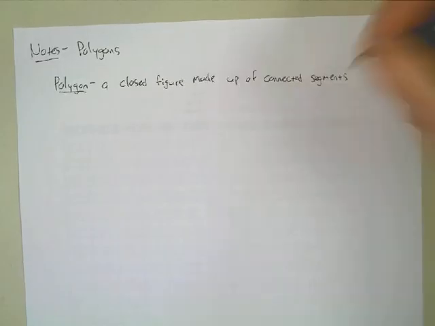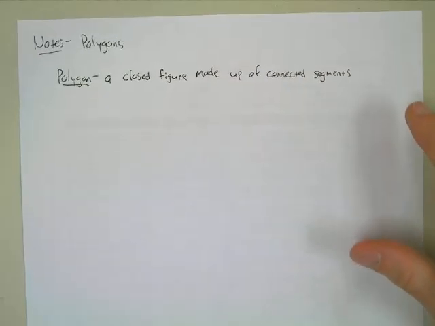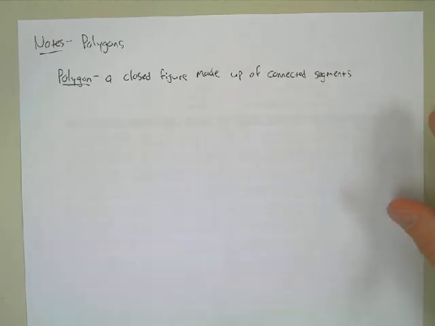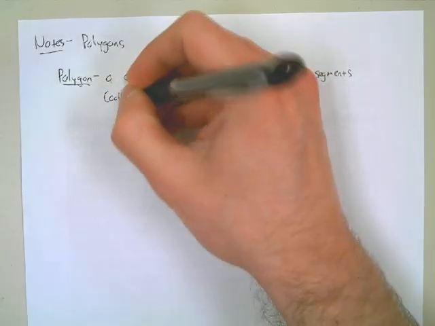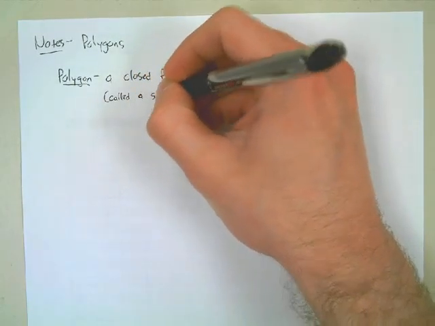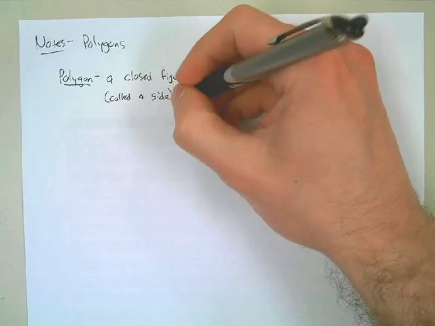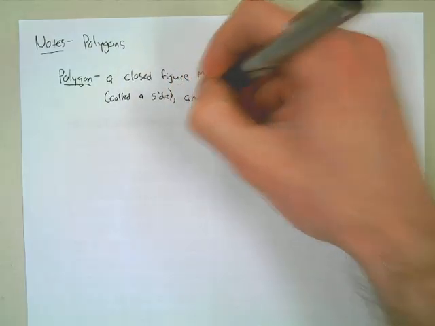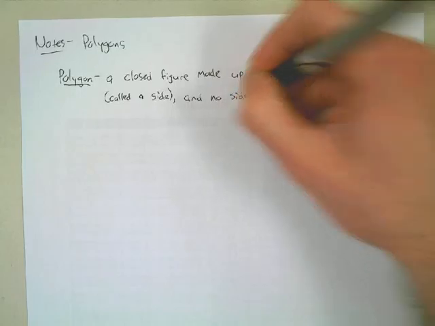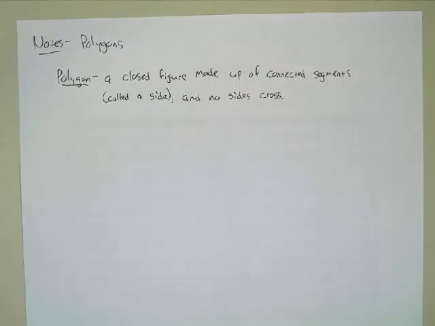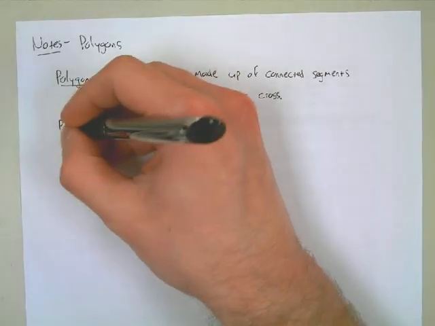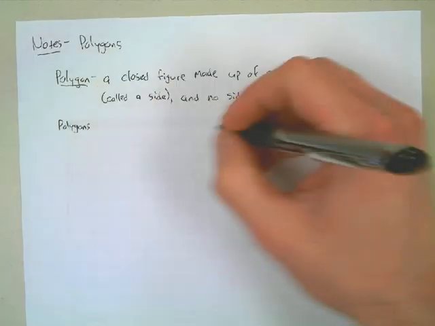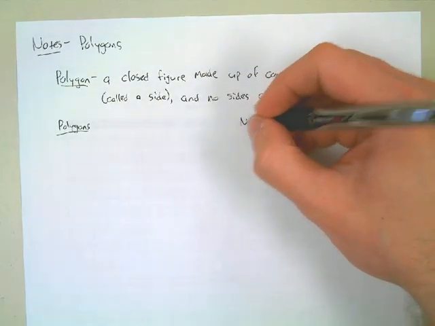And of course, what do we call those segments? Lines, or, well, in a shape, what's the segment? We call that the side, right? It's a side. Okay. And no sides cross. So we'll draw a couple pictures here of some polygons and then some things that are not polygons.